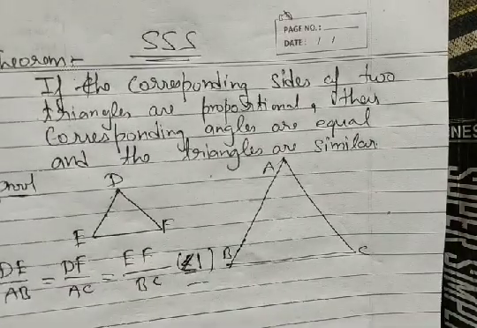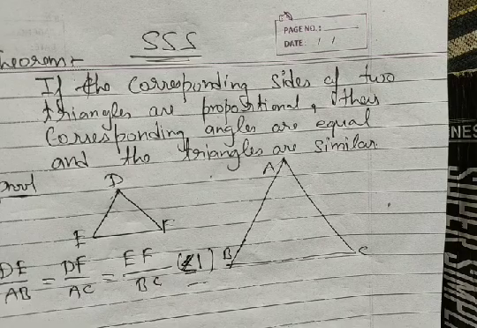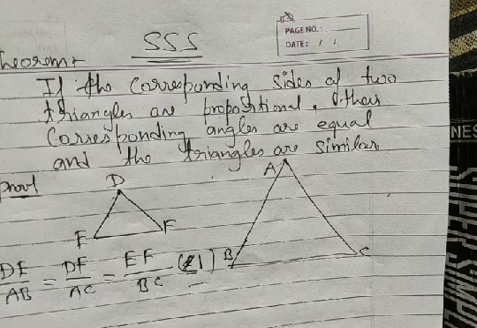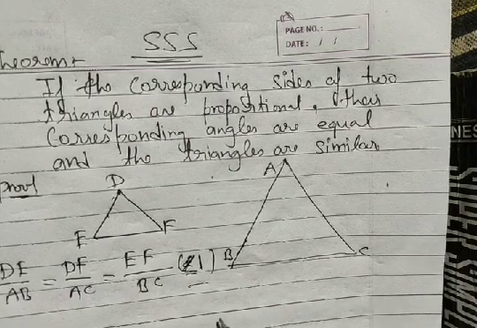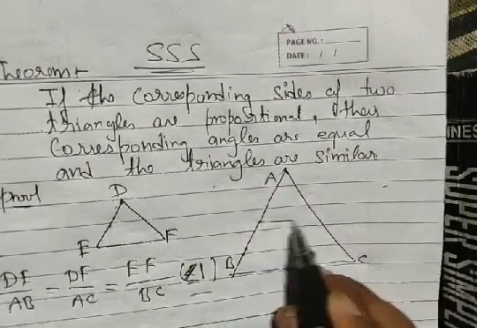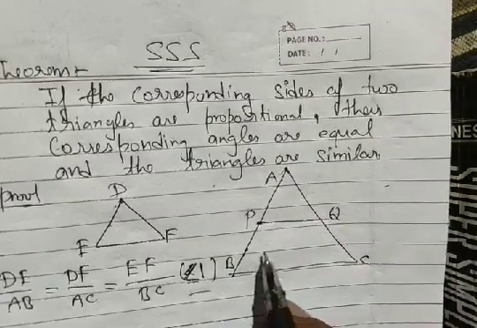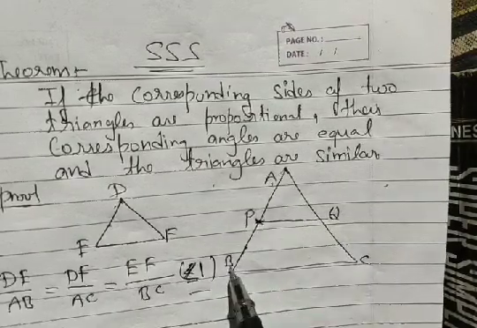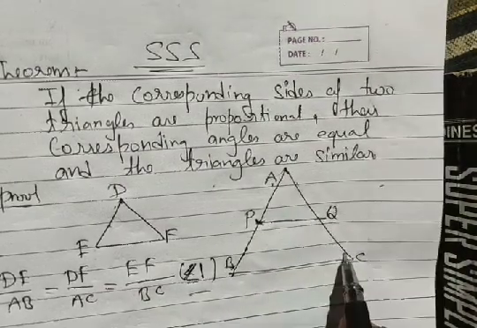Now, since our ratio is less than 1, we are going to mark two points. We are going to mark points P and Q on AB and AC.